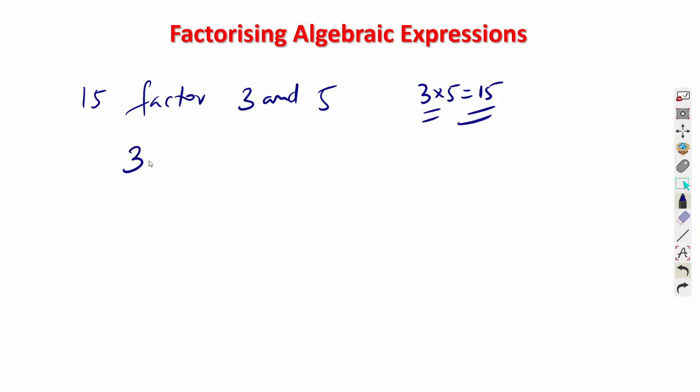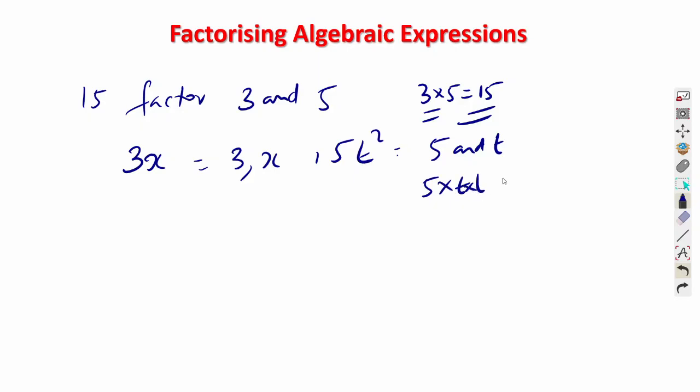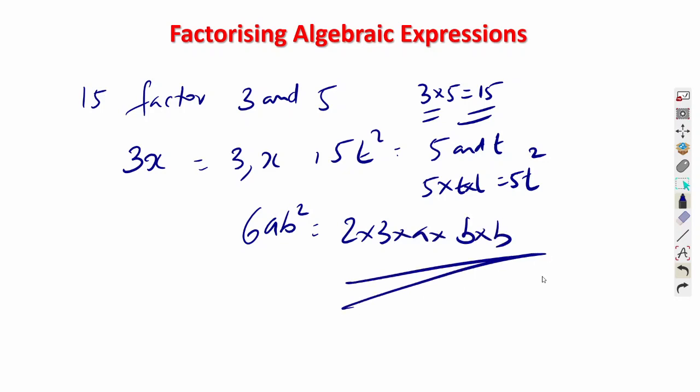So if it is given 3x, 3 and x are factors. If it is 5t square, then we will say that 5 and t are factors, and we get 5 into t into t, 5t square. And if it is 6ab square, you will say that 2 into 3 into a into b into b are the factors. The factors are obtained by breaking it into simple terms. Sometimes we use this to solve certain situations.